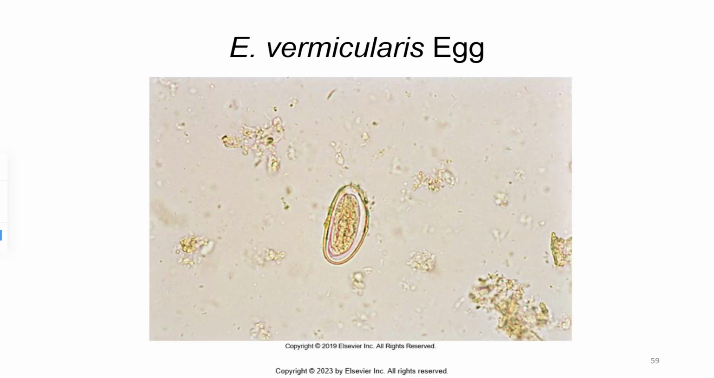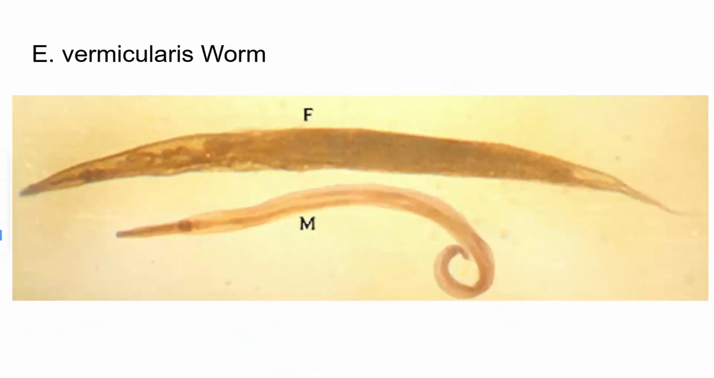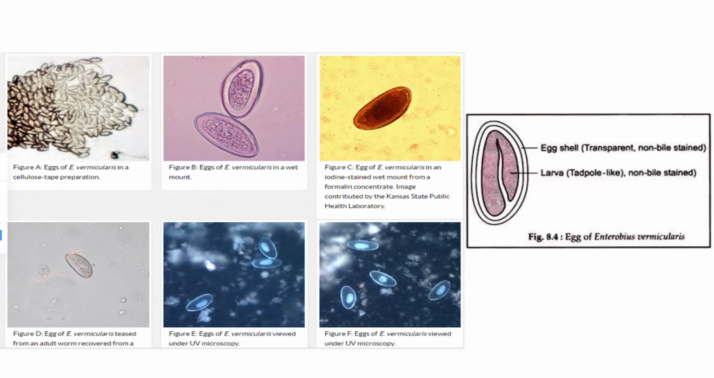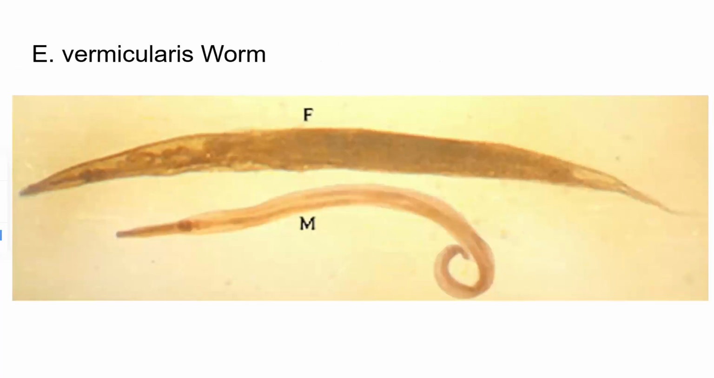This is a picture of an egg, and then several more pictures for you to review. Here you can see a picture of the male and female worm. You do not need to identify the worm, just the egg from pictures. It is important to note that the female is much larger than the male worm.